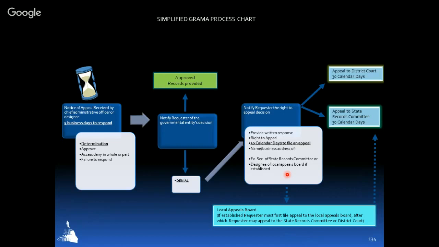Again, if they have a local appeals board established, then the requester would appeal to the local appeals board, and then they could appeal to the State Records Committee or to district court. If you do not have a local appeals board established, then the requester would appeal either to district court or to the State Records Committee.